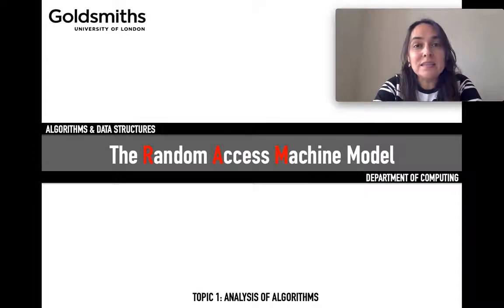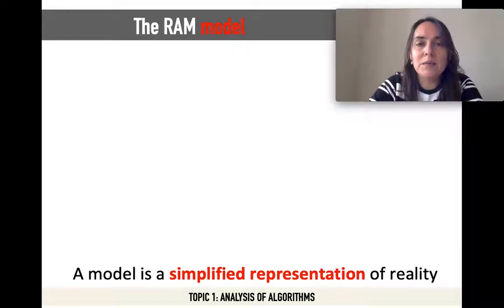Hello, in this video we are going to learn about the model we are going to use to represent the machine we are going to be executing our algorithms. In the rest of the course we are going to use this model to analyze our algorithms. The model is called the random access machine, and as any model is a simplified representation of reality.